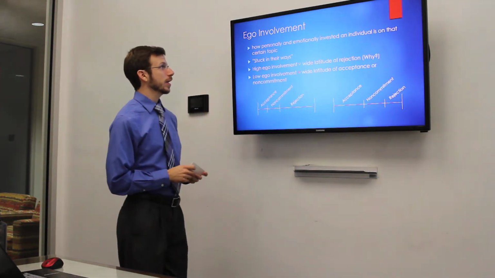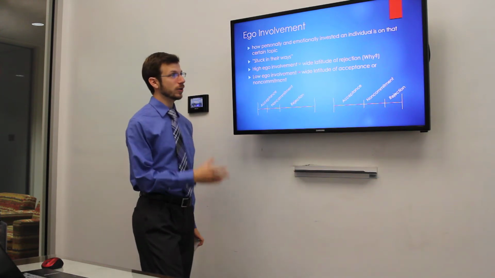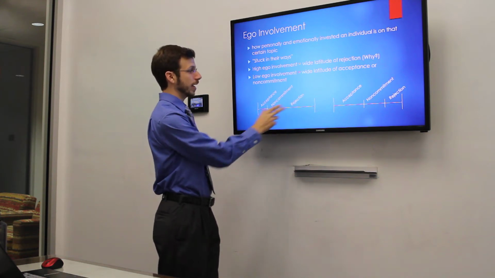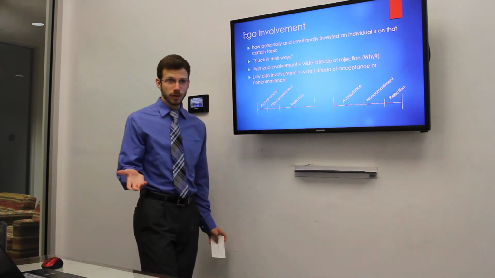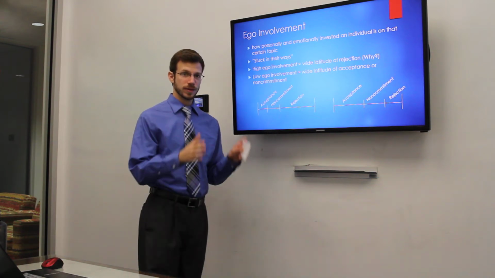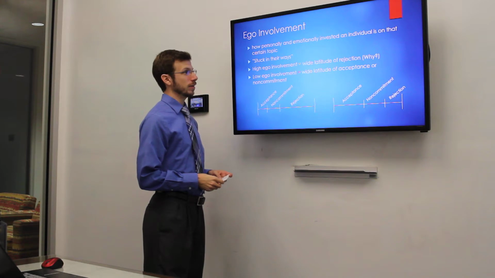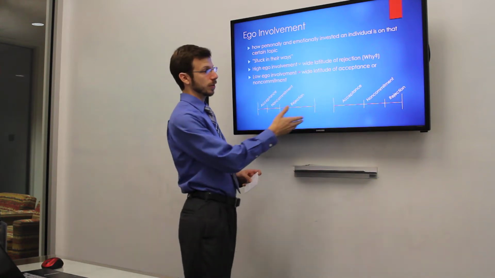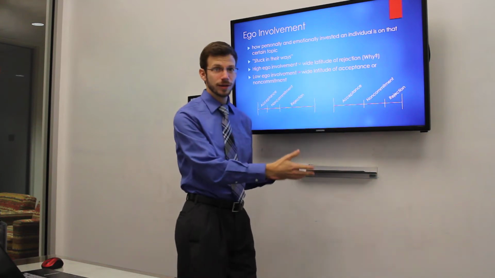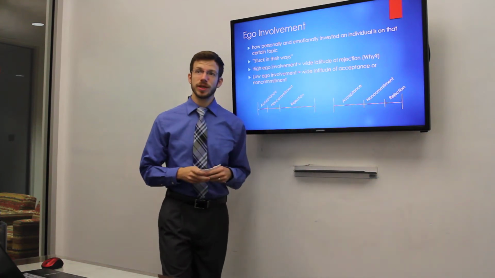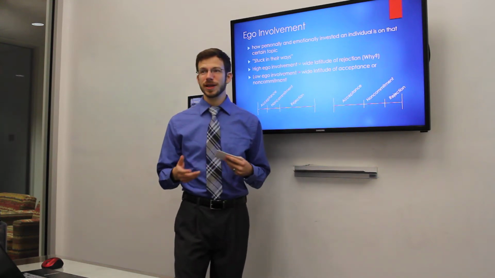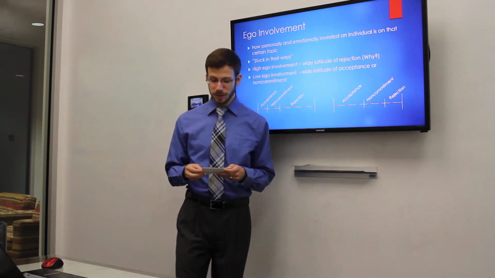And so here we see a high ego involvement typically shows a wide latitude of rejection, because they already have their mind made up. They have a narrow latitude of acceptance. They're focused on what they hold to, versus somebody who has a low ego involvement, which typically results in a wide latitude of acceptance, because they're more open and willing to hear out an idea because they're not totally invested in that.